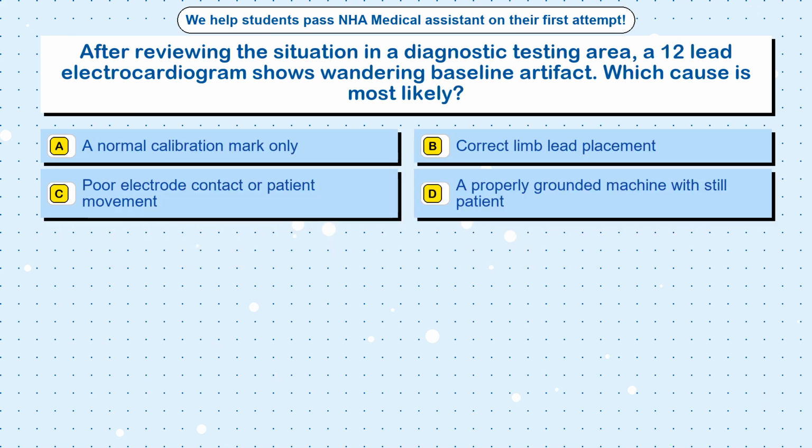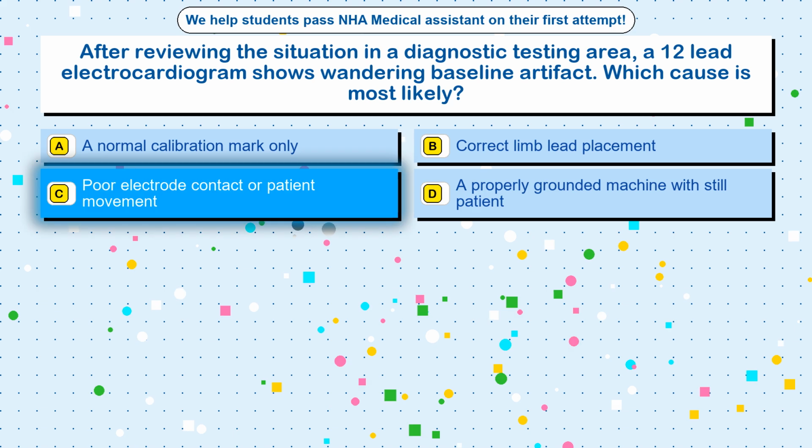Question 11. After reviewing the situation in a diagnostic testing area, a 12-lead electrocardiogram shows wandering baseline artifact. Which cause is most likely? Option A. A normal calibration mark only. Option B. Correct limb lead placement. Option C. Poor electrode contact or patient movement. Option D. A properly grounded machine with still patient. The correct answer is option C.